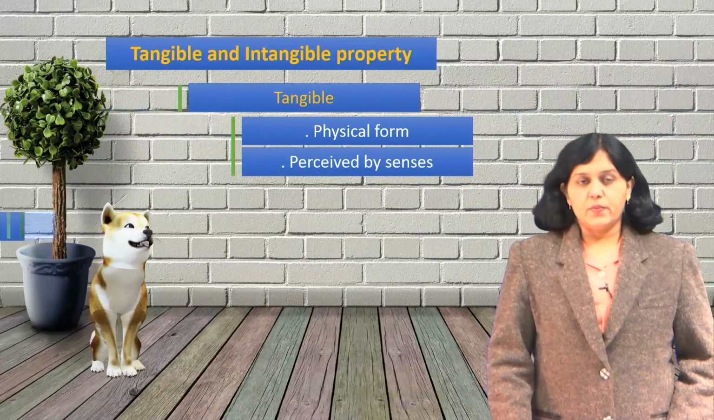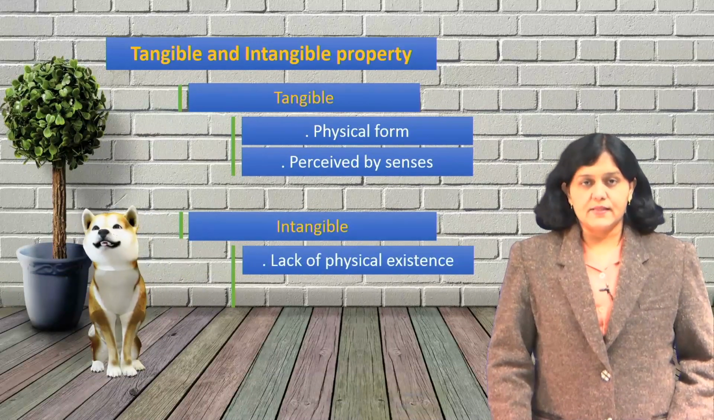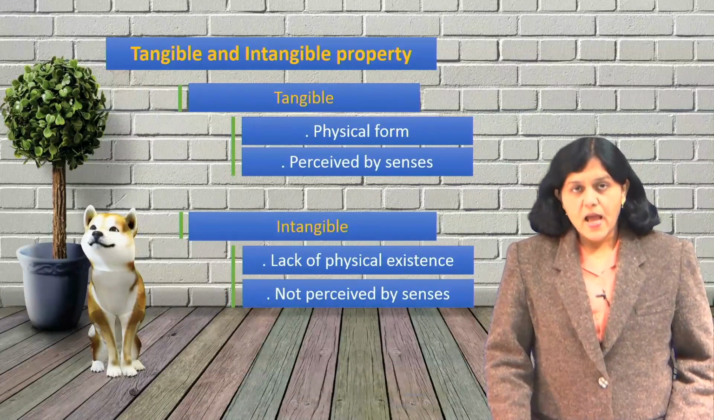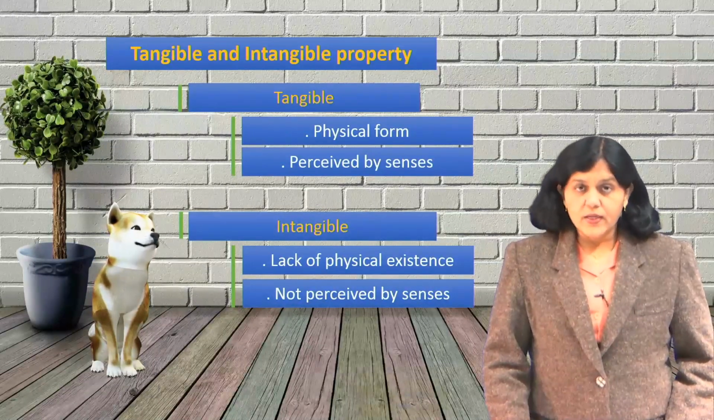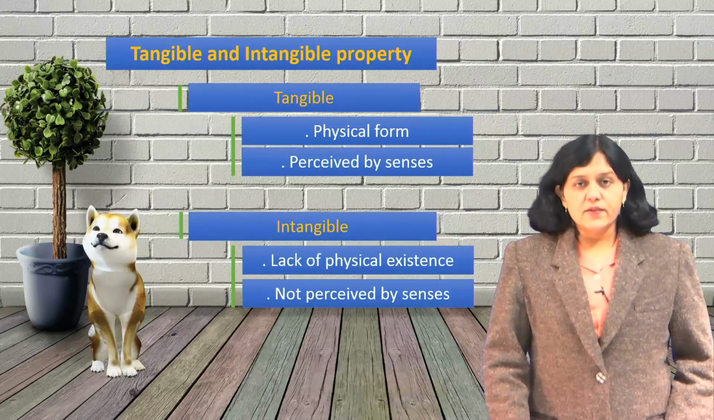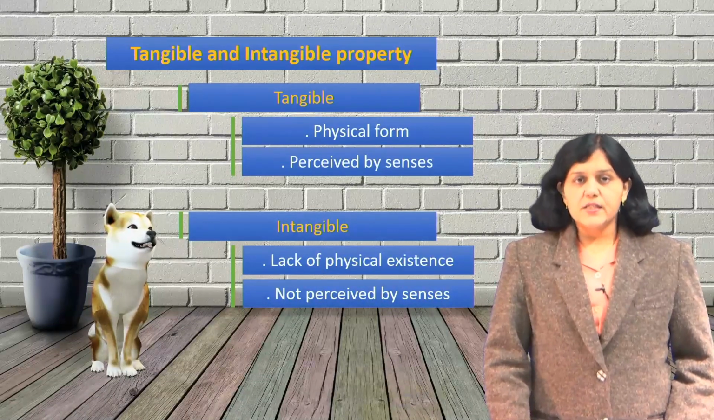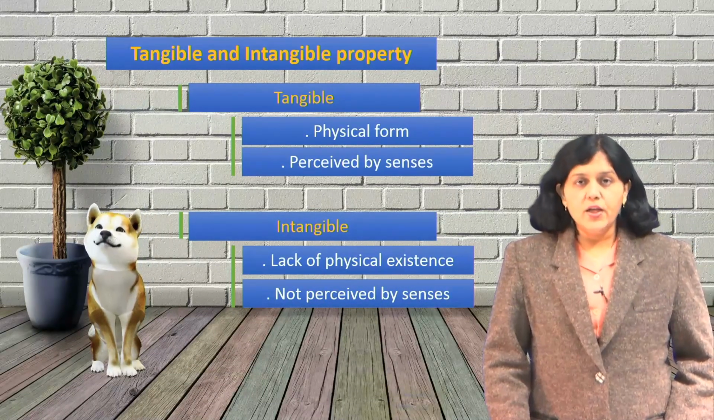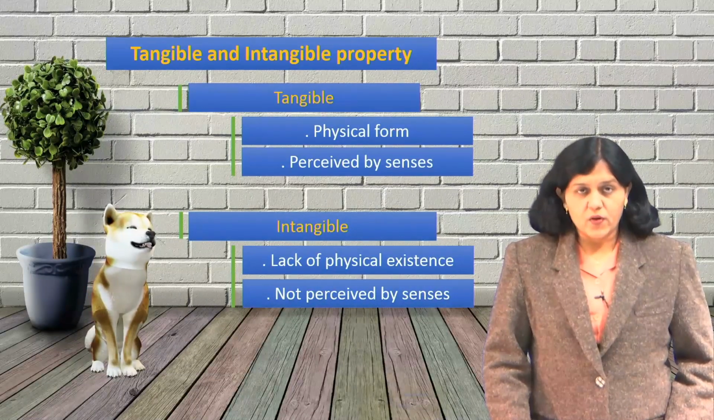Now, we will see intangible properties. Intangible properties are those which lack physical existence and cannot be perceived by senses. For instance, the ability to write a novel. A book has a tangible form, but not its content. So, the book has physical existence. You perceive it by touch, you see it with your eyes, right? But the content does not have any physical presence, and you cannot perceive it by any of your senses such as touch, smell, taste, etc. You cannot.